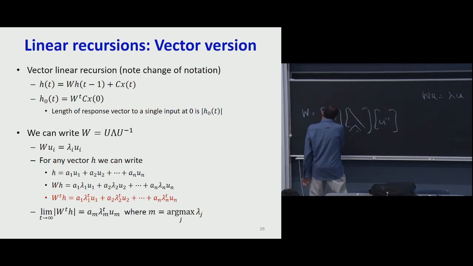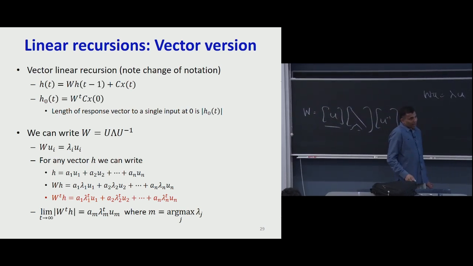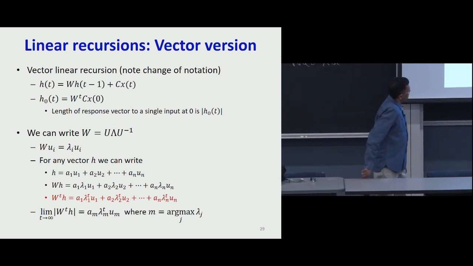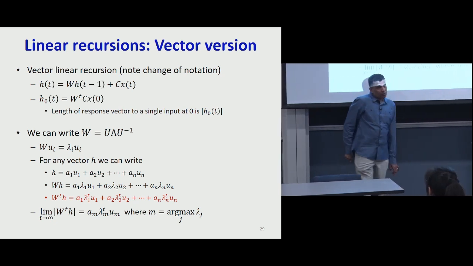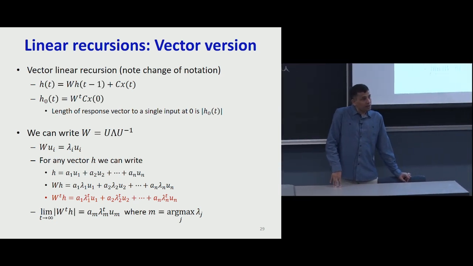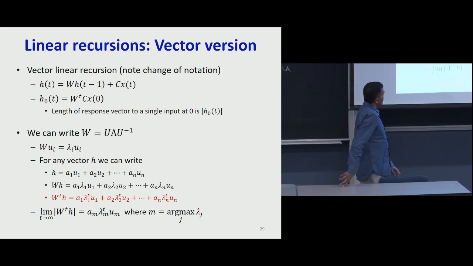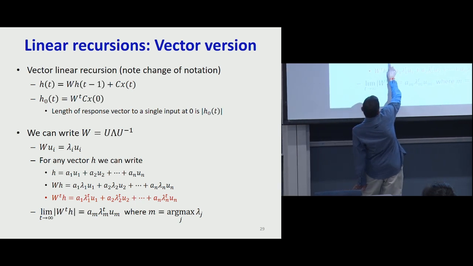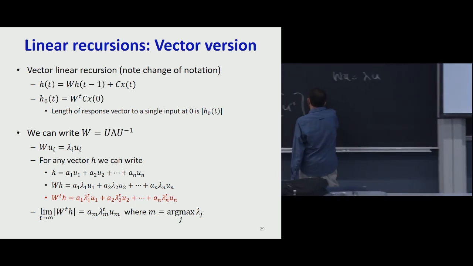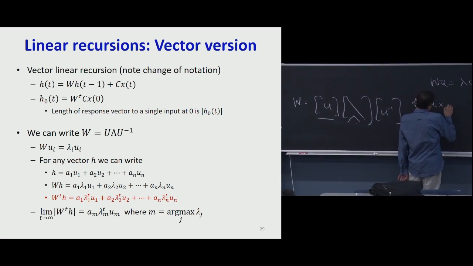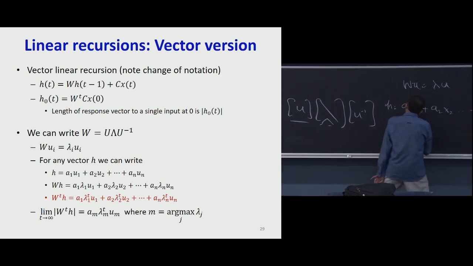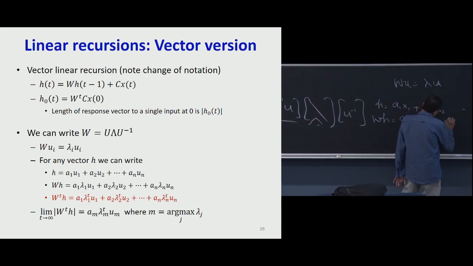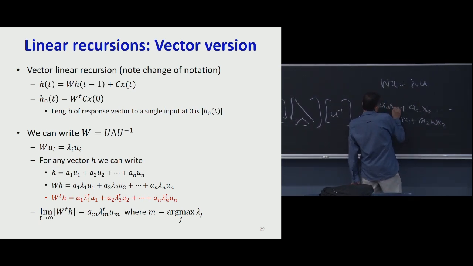Now if these U vectors span the space, then any input can be expressed as a linear combination of these eigenvectors, correct? So I can write any h as some a1 times u1 plus a2 times u2 plus a3 times u3. I'm just expanding it in terms of the eigenvectors. So what happens when I multiply this by the matrix W? W times h is a1 W u1 plus a2 W u2 and so on. These a's are scalars, and these u's are my eigenvectors, right?